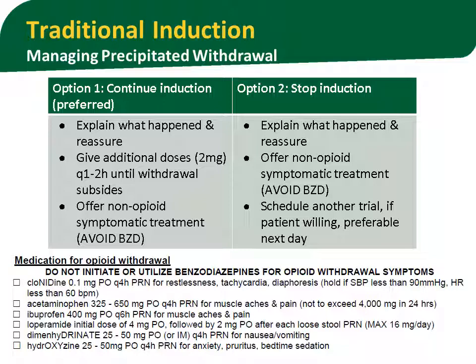If the patient consents, it is preferred to keep going with the induction, and so we want to provide additional doses of buprenorphine naloxone every 1 to 2 hours until the symptoms of withdrawal subside. The patient may also decide to not continue, and then we can arrange for a trial at a later date if they're willing. Note, it's really important to avoid the use of benzodiazepines for the management of opioid withdrawal symptoms and during buprenorphine naloxone initiation, as benzos in combination can lead to increased risk of CNS depression, respiratory depression, and overdose.